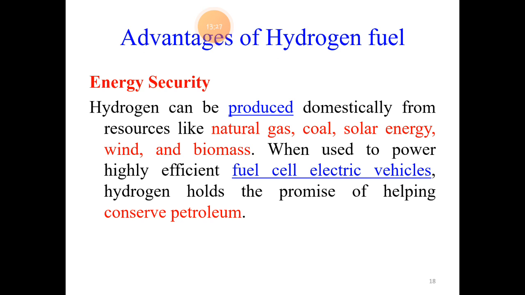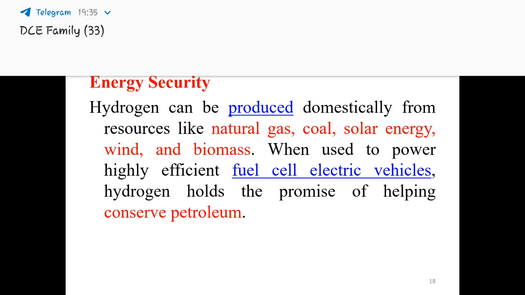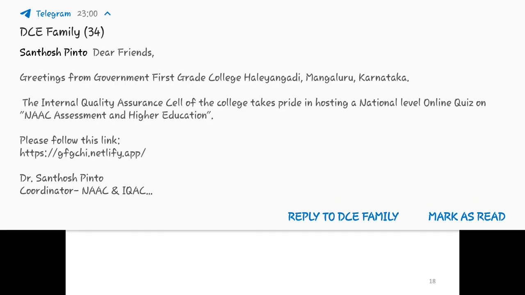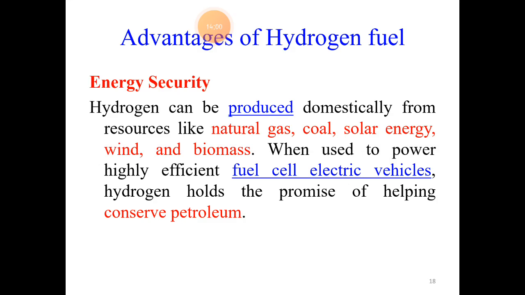The advantages of hydrogen fuel are, number one, energy security. Hydrogen can be produced domestically from most common resources such as natural gas, coal, solar energy, wind, biomass, etc. It is used to produce very efficient fuel cell electric vehicles, and hydrogen holds promise of helping conserve petroleum.